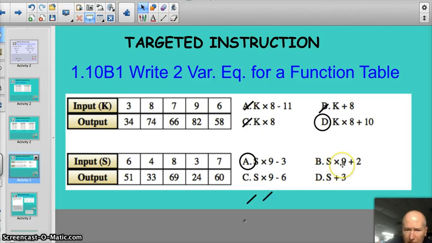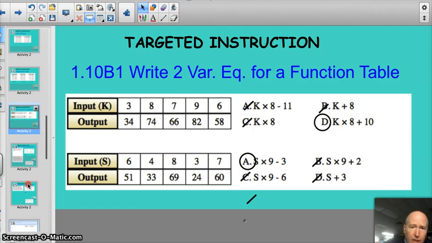6 times 9 is 54. Plus 2 is not 51, so it's not that guy. 6 times 9 is 54. Minus 6 is 48. Can't be that guy. Put in the 6 here. 6 plus 3. No, that's not 51. All right, so by process of elimination and plugging in the different variables, I found that that is the correct 2-variable equation.